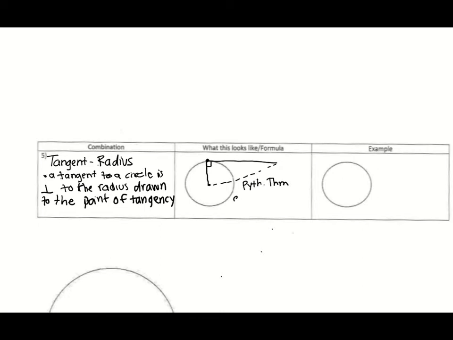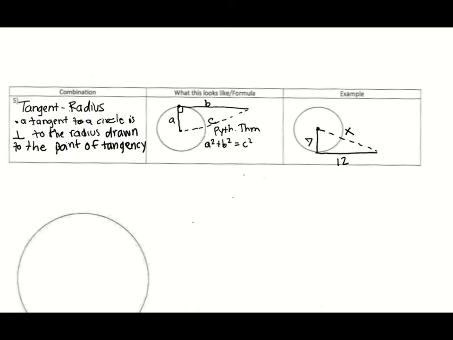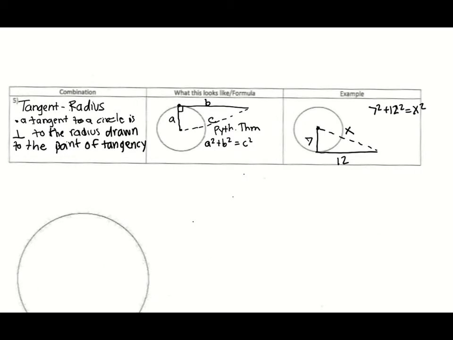And our Pythagorean theorem is a squared plus b squared equals c squared. We have our hypotenuse is c, and our legs are a and b. So if we look at an example, if we have a tangent here, a radius of 7, and our tangent line is 12, we want to figure out what that x is. We can plug those numbers into our Pythagorean theorem. We would get 7 squared plus 12 squared equals x squared.